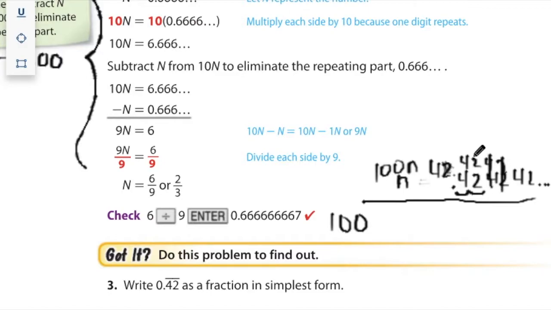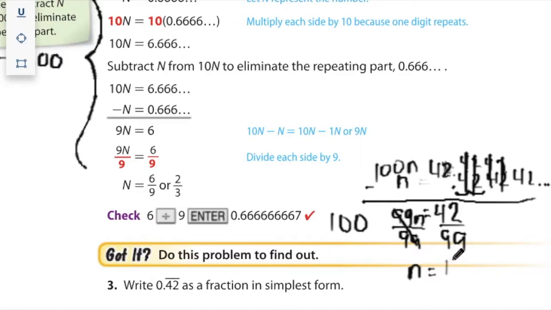When you subtract on the right-hand side, everything should line up and equal 0. 4 minus 4 is 0, and 2 minus 2 is 0, leaving 42 left on the right-hand side. On the left-hand side, we have 100n take away 1n, which is 99n. Now, to isolate the variable n, we will divide by 99. 99 divided by 99 is 1, leaving n by itself on the left. And on the right-hand side, we have 42 99ths.